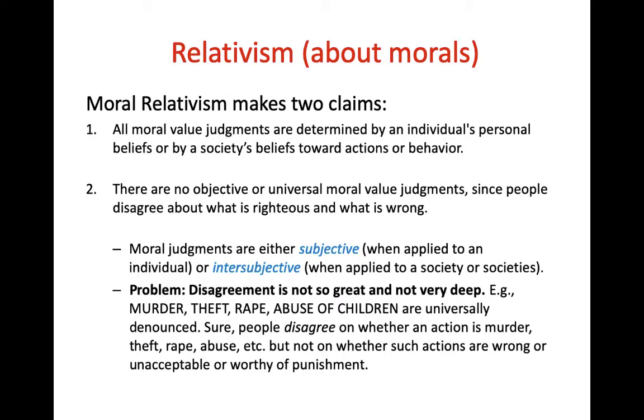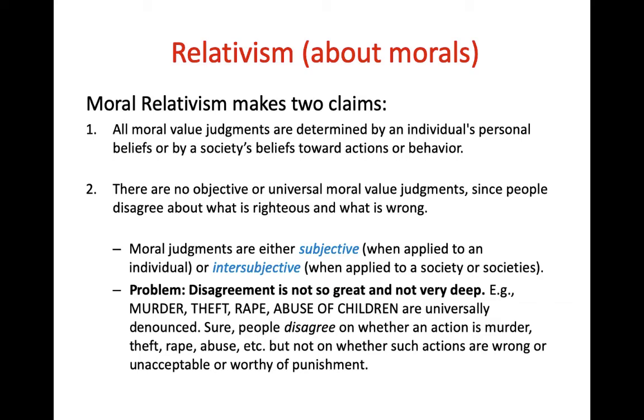Let's talk a little bit about relativism. This term has much currency in many debates. In fact, I'm afraid the word relativism now is hopelessly vague. But I'll talk about relativism, about morals here. Moral relativism makes, in general, two claims. It's the idea that all moral value judgments are determined by an individual's personal beliefs or by a society's beliefs toward actions or behavior. It's the idea that there are no objective or universal moral value judgments, since people disagree about what is righteous and what is wrong.